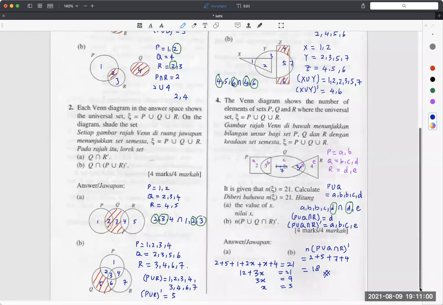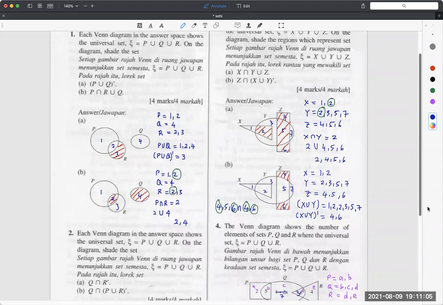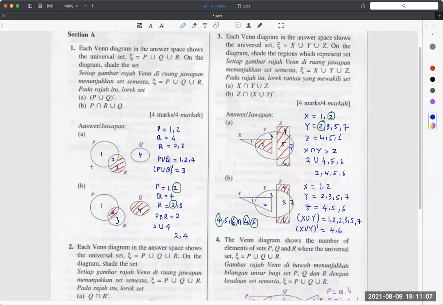Okay, so teacher harap by using this technique, labeling the areas tu will help you to determine kawasan mana yang perlu dilorek. Okay, sebab kalau tak, mungkin kita akan confuse kalau kita just tengok and then kita try to determine dalam kepala kita. But once we label, then it will be easier to determine the areas to be shaded.